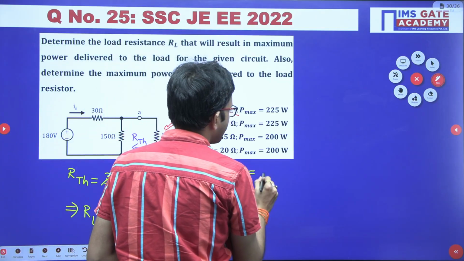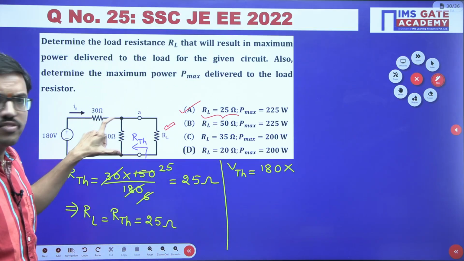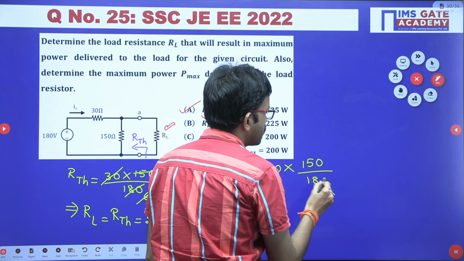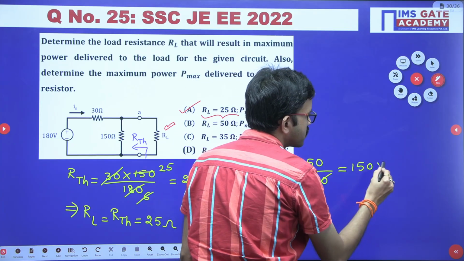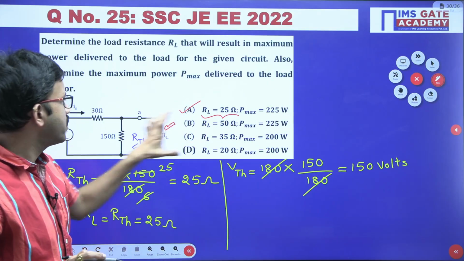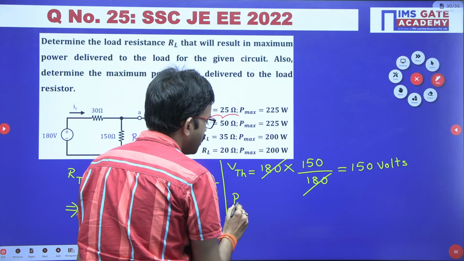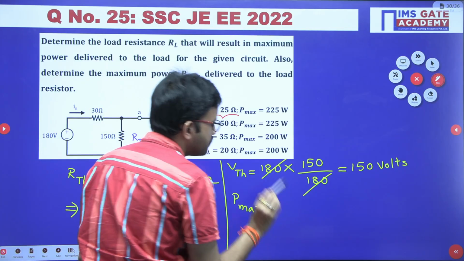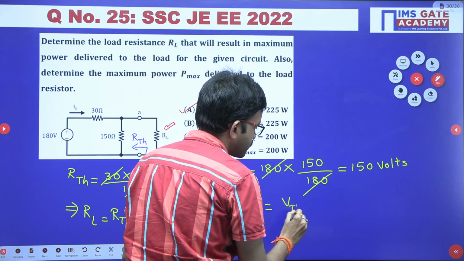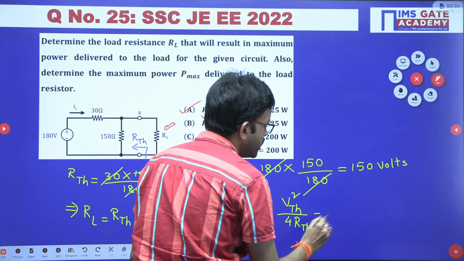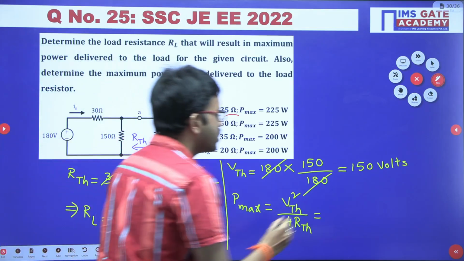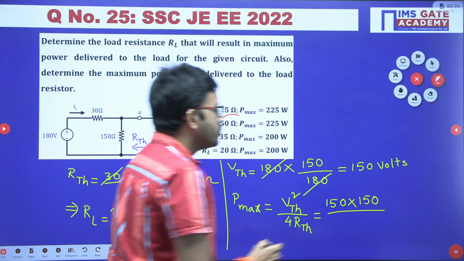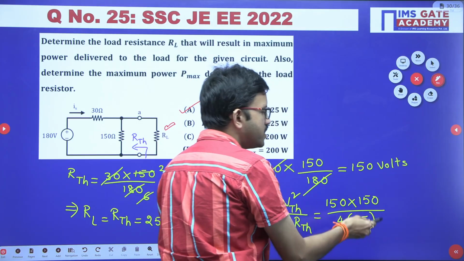So here the supply voltage is 180 into, across this resistor we want, that resistor comes into the numerator, 150, divided by the sum of the resistances, that is 180. The 180s get cancelled, and you get 150 volts. Now you can use the standard formula to get the maximum power across the load resistor, that is PL max. In this question it is mentioned as P max, so you can use the same notation. P max equals VTH square divided by 4 times RTH. VTH value we just got is 150. So for the timing I am representing it as 150 into 150 divided by 4 into 25. So 4 into 25 is 100.